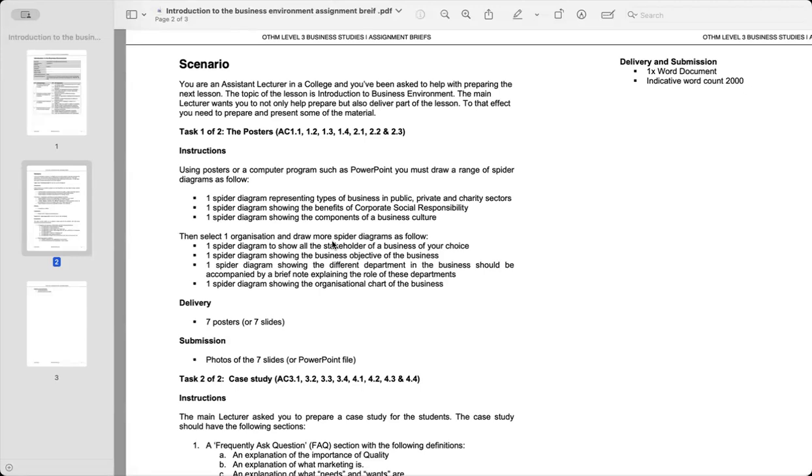Next, a spider diagram showing the different departments in the business should be accompanied by a brief note explaining the role of these departments. Create a diagram showing the different departments in your selected business, for example, marketing, HR, finance, operations. Provide a brief note explaining the role of each department.